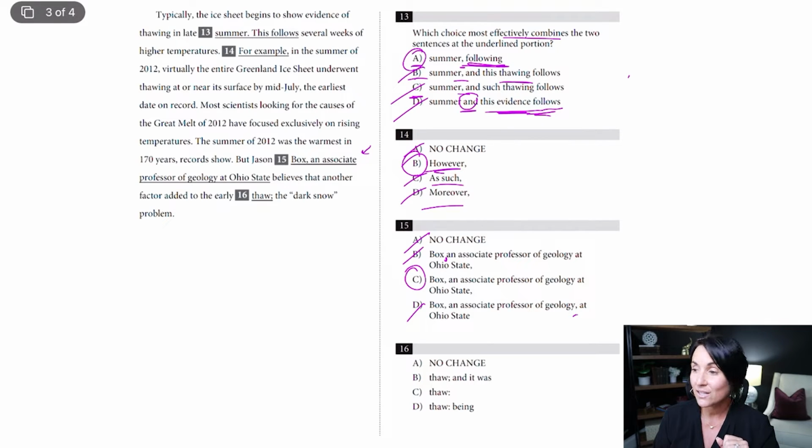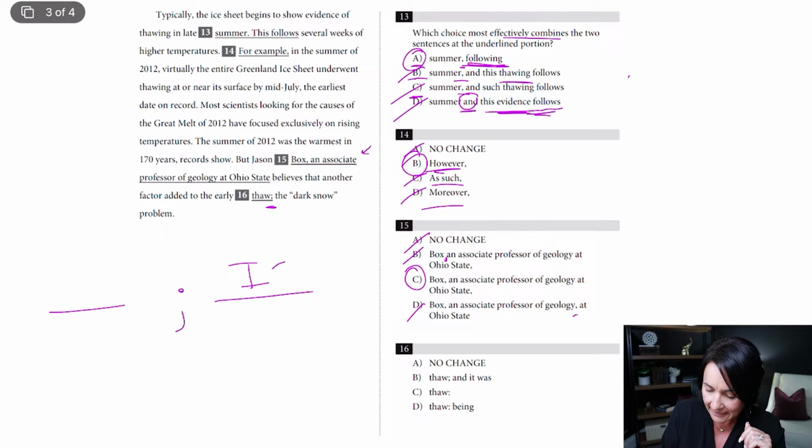All right, finally, let's take a look at number 16 here. So we've got this semicolon, and I talk a lot about semicolons. Remember, a semicolon has to separate two independent clauses that are related. Let's see if it does that the way it is. So Jason Box, an associate professor of geology at Ohio State, believes that another factor added to the early thaw. That is an independent clause. We could put a period there and it would be a sentence.